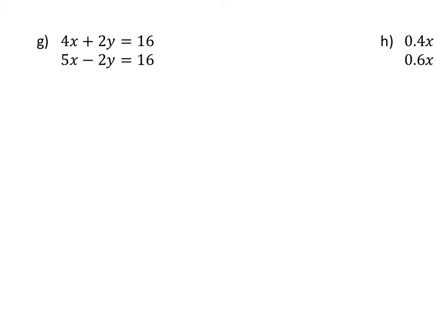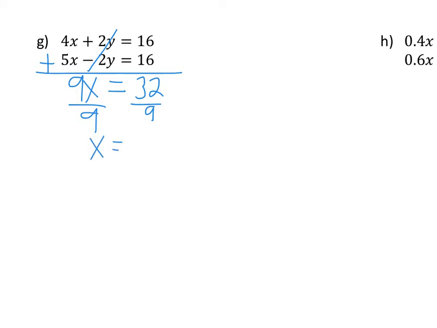Letter G. I'm definitely lined up x's, y's, equals, constants. This time I have coefficients that aren't 1 or -1. 4x and 5x are neither the same or opposites. However, I have +2, -2, which are opposites. And when they're opposites, we can just go ahead and add up and down. 4x plus 5x equals 9x. The 2y and -2y cancel out. And we get 9x equals 32. Divide by 9.